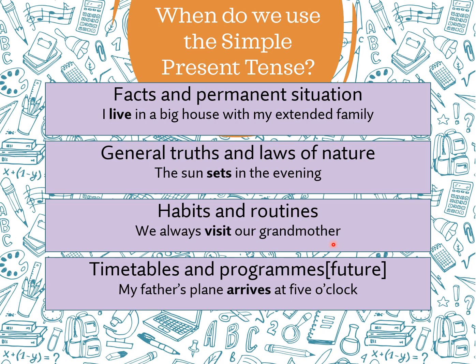Okay, next one, timetables and programs in the future. So timetables and programs in the future ni are planned, perkara yang dirancang, okay, dan berlaku pada masa akan datang. And it is hoped that ia akan berlaku setakat yang mereka cakapkan ini. So, for example, my father's plane arrives at 5 o'clock. So, jadual dia memang sepatutnya sampai at 5 o'clock.